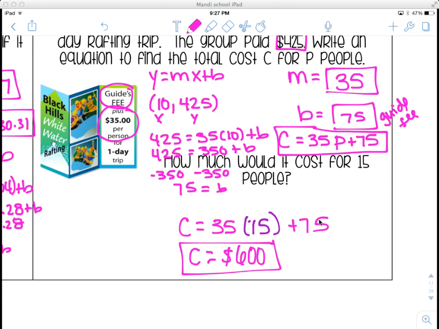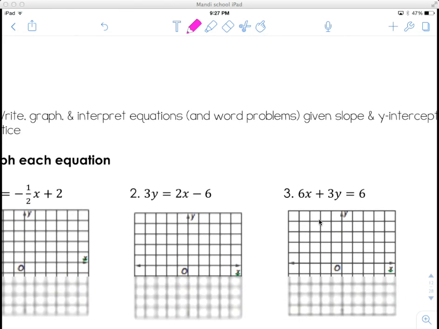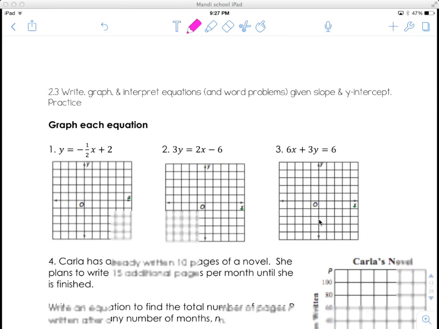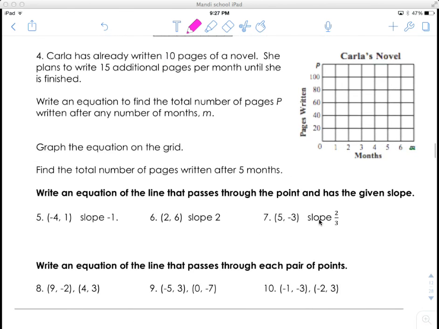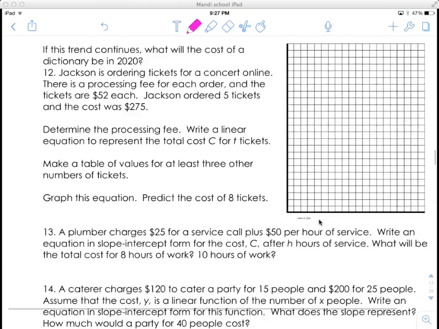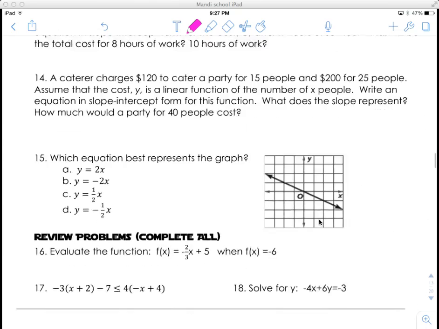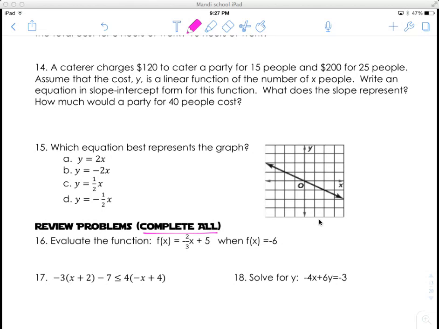Okay, don't forget that on your homework assignment, on your practice problems, you need to do the odds. But you definitely want to make sure you do all, and it says to do all, but you definitely want to do all of the review problems to get ready for your next assessment.